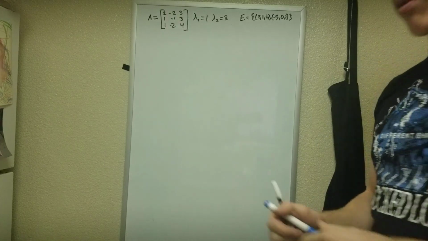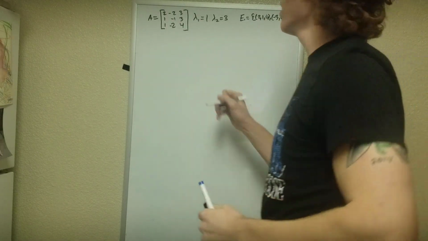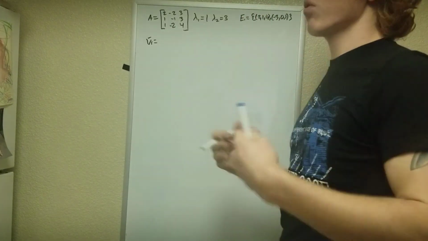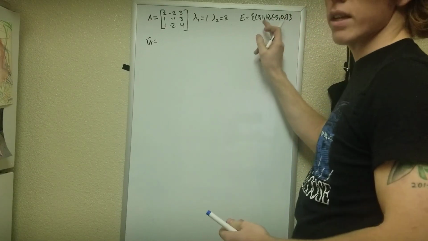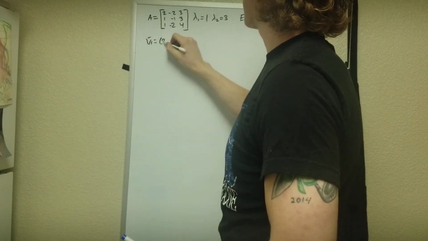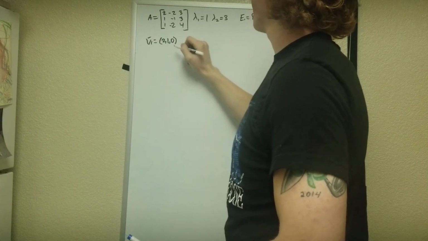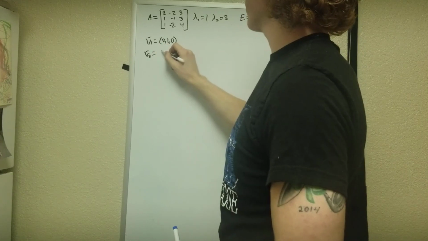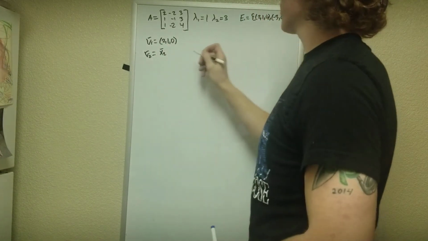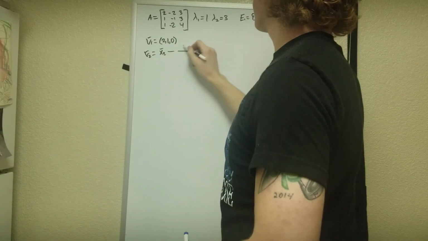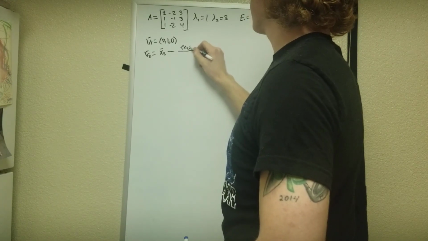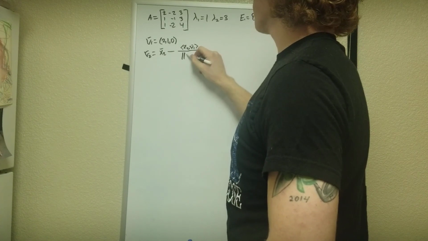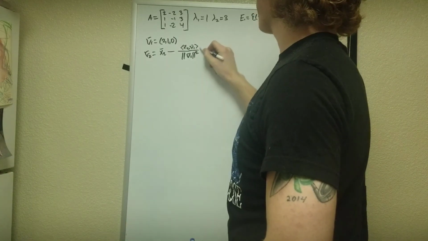Alright, so using the Gram-Schmidt process to find an orthogonal basis for this vector, the first vector of the new orthogonal basis for the Gram-Schmidt process would just be the first vector in the eigenspace. So V1 is equal to 2, 1, 0. Great. Now the second vector, using the Gram-Schmidt process, would be the second vector in the eigenspace, and subtracted from that would be the inner product of the second vector with the first vector over the norm of the first vector squared times the first vector.